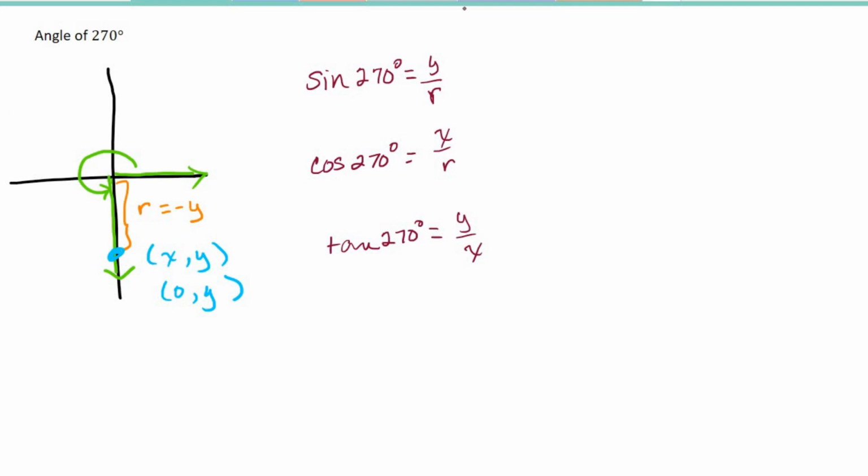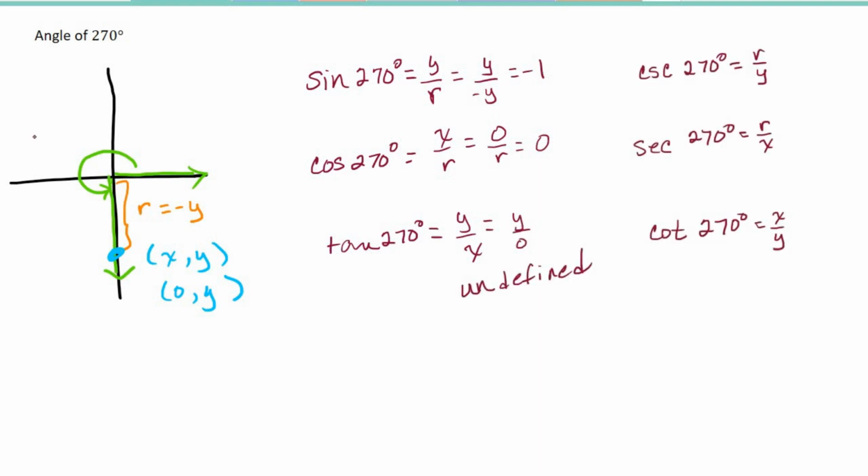Sine of 270 is y over r. I know that r is equal to -y, so I have y over -y, which equals -1. Cosine is going to be 0 over r, which is 0. Tangent is y over 0, which is undefined. And there are the next 3 trig functions. We're going to fill in what we know and simplify. And there are our last trig functions.